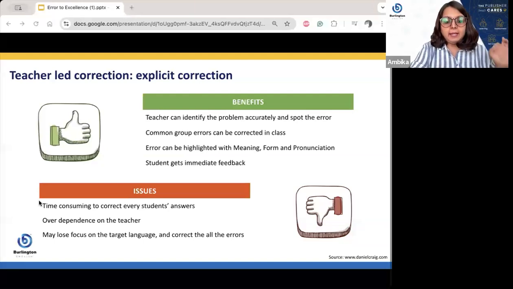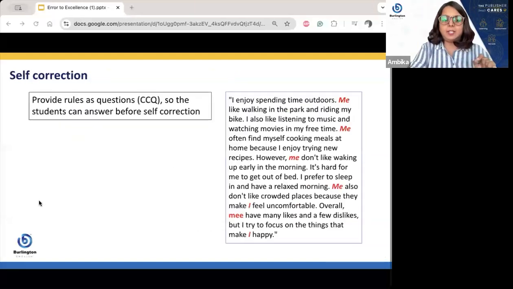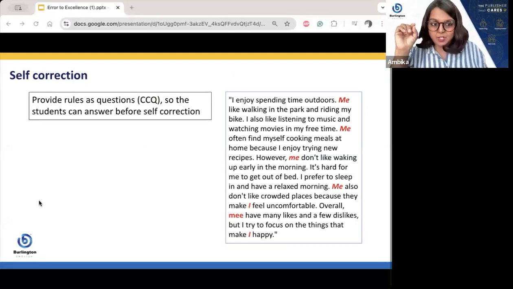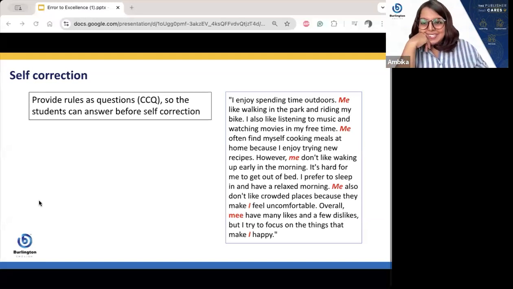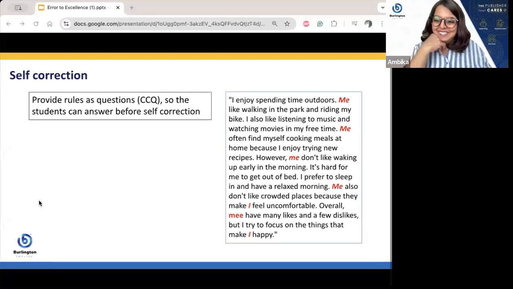Okay. And this is a teacher led correction. Now let's go into something that you all have addressed, the student correction, which I also call self correction. So, any idea what CCQ means in this bracket that I've given you guys? Have any of you heard of this terminology, CCQ? If you've attended the previous sessions, I'm sure somebody would pick this up.